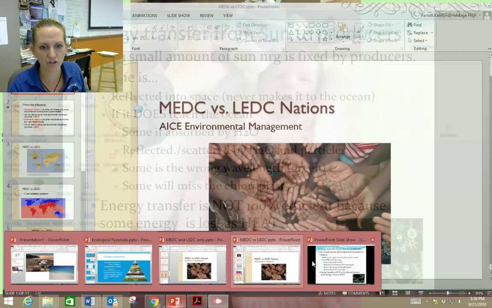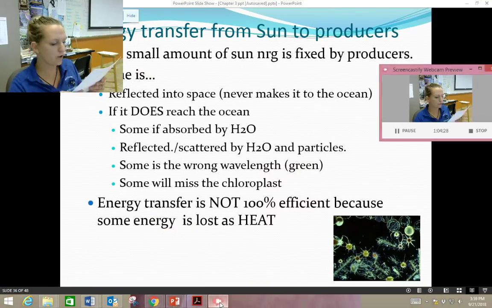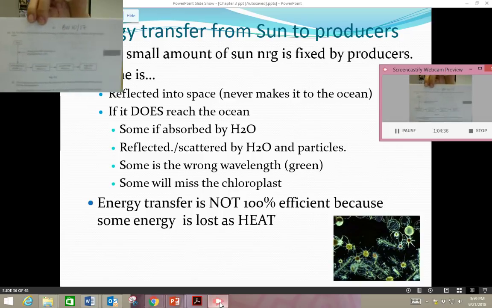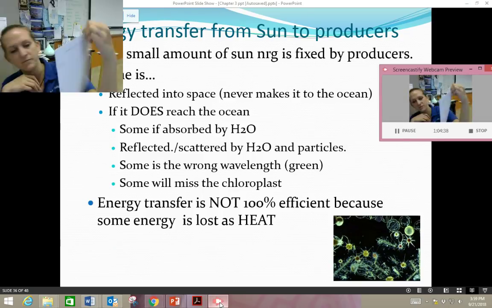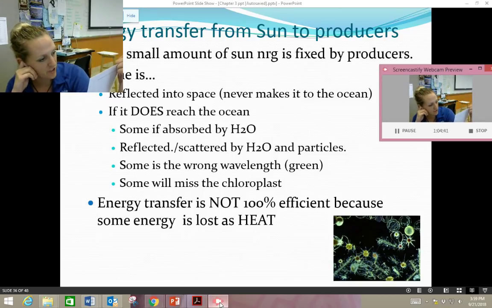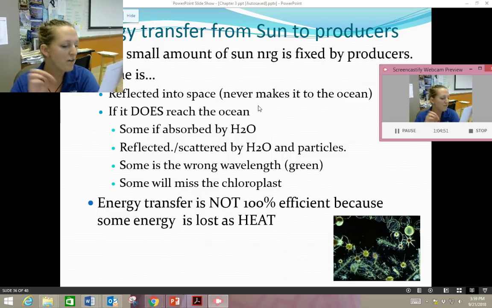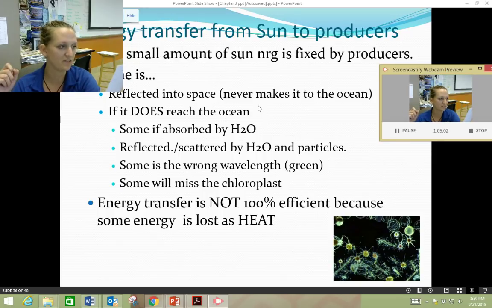I found that question. Here's a food chain. It's from 2017. Then I'll read the question. Of the light energy from the sun that falls on the water, the first bullet is reflected into space and never makes it to the ocean. That's already gone, so you can't use that as an answer. Of the energy that falls into the water, only 3% becomes incorporated into the phytoplankton. Suggest three reasons why only 3% of the energy is incorporated into the phytoplankton.